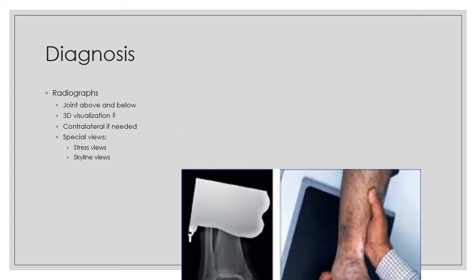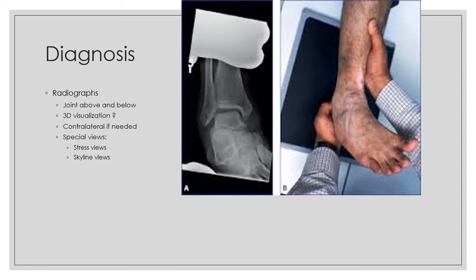Stress views is basically where you do the x-ray while the joint is in a stress position. So you hold the ankle in place and push it this way to create some sort of stress in this area. As you can see, there's some widening on the x-ray, so this could point to some instability in the ligaments in this area.